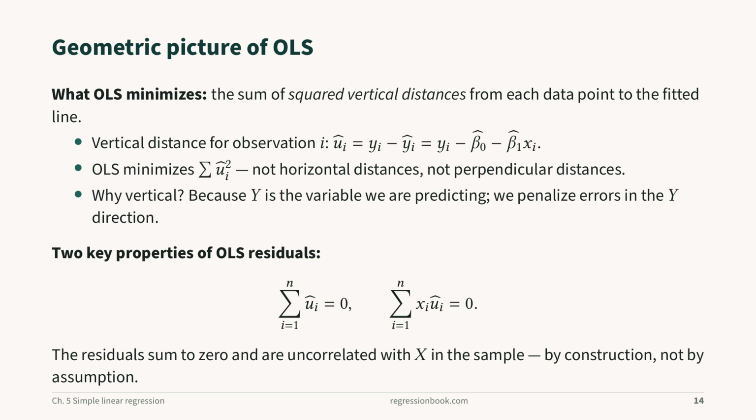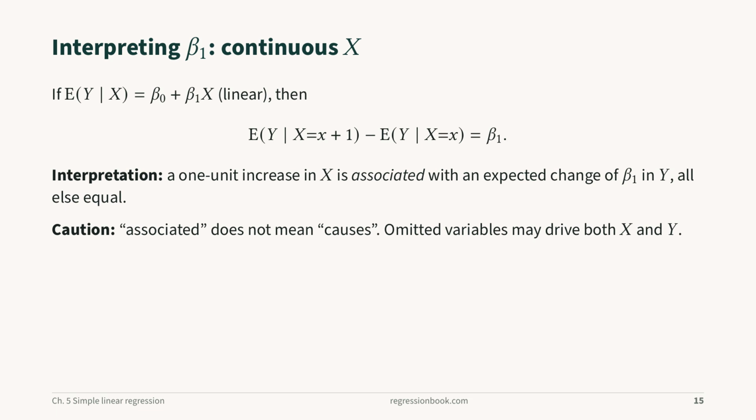Note the closing phrase, by construction, not by assumption. Those properties hold in every fitted sample, meaningful or not. For continuous x under a linear conditional mean, the slope has a precise reading. The expected outcome at x plus 1 minus the expected outcome at x equals the slope, whatever x. A 1-unit increase in x is associated with an expected change of beta 1 in y.